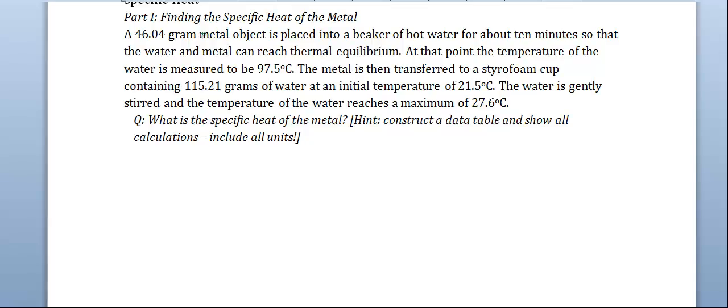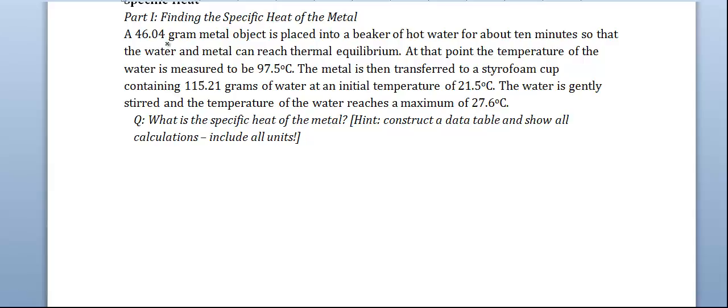In this problem, it's a scenario that's really similar to what we did in lab when we took that metal washer and tried to determine the temperature of the flame by holding it in the flame and then putting the hot metal into a styrofoam cup of water. So I'm just breaking it down into two parts. So part one, you have to take the information about the metal and first figure out the specific heat.